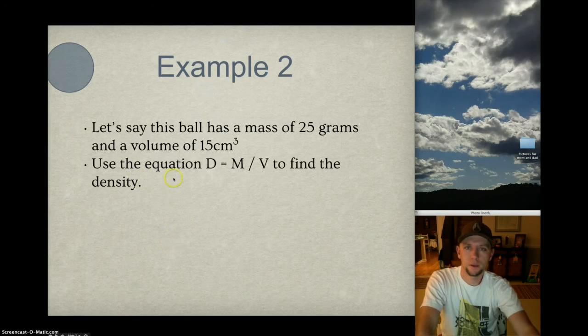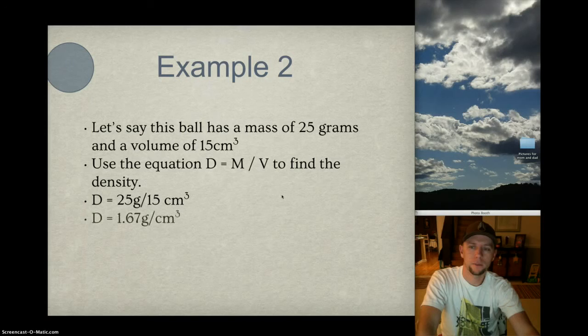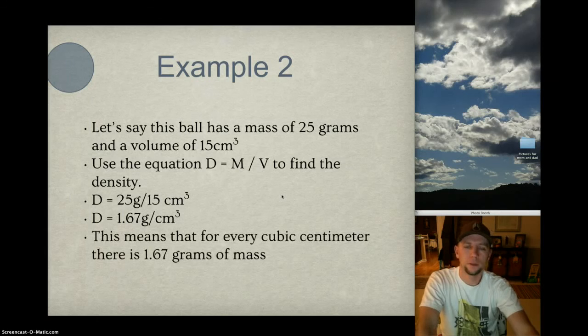If you use the density equation, D equals m divided by V, or mass divided by volume, you would have D equals 25 grams divided by 15 cubic centimeters. And then after you calculate that, you get 1.67 grams per cubic centimeter. This means that for every cubic centimeter, there is 1.67 grams of mass.